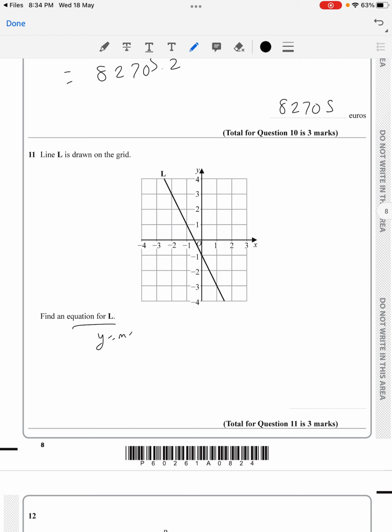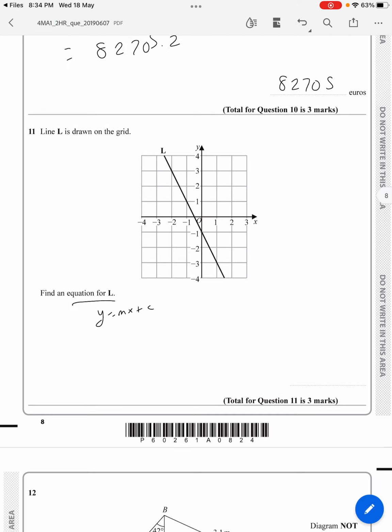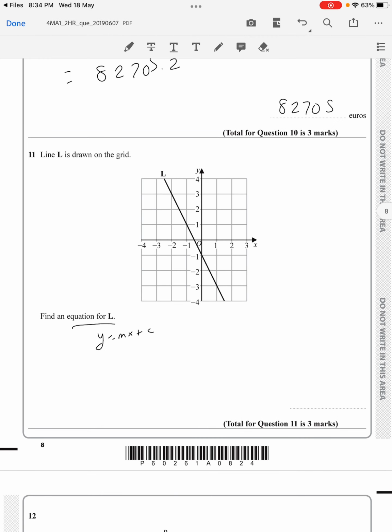Next question, find the equation for the line L. Now, in order to do this, we have to remember the equation y equals mx plus c, where m represents the gradient and c represents the y-intercept. So the y-intercept here is -1 because it passes through the y-axis at -1.